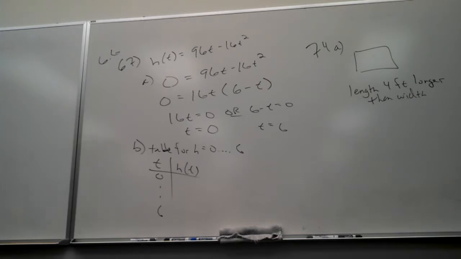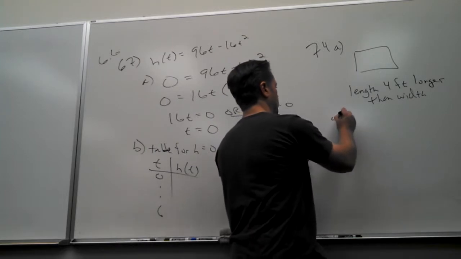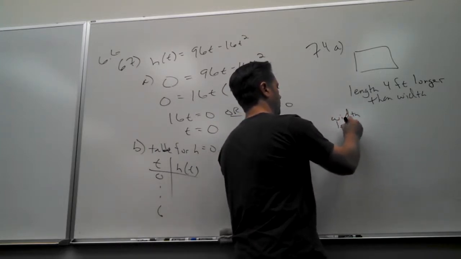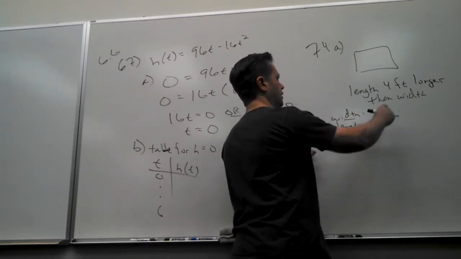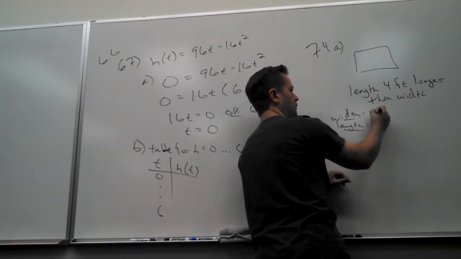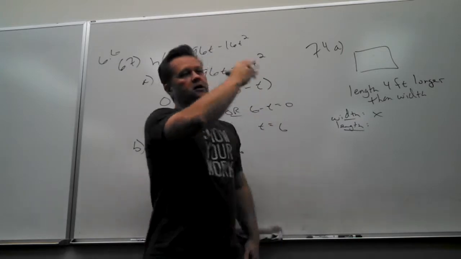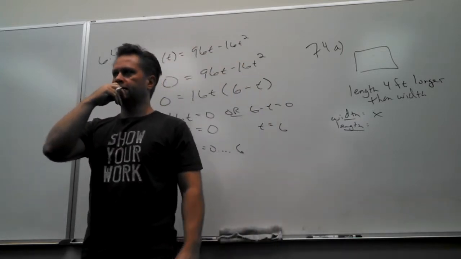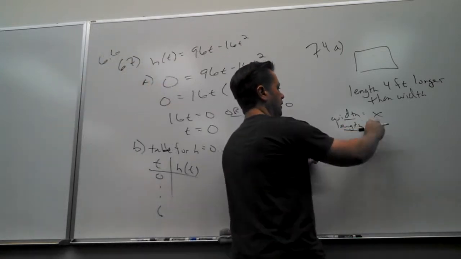All right, so tell me now. Which one's going to be just a single letter, the width or the length? Yeah, because the length is 4 feet longer than the width. I got to know the width first, so what do you call the width? You can call it W, I don't care. Call it whatever you want to. All right, so the length has to be what?